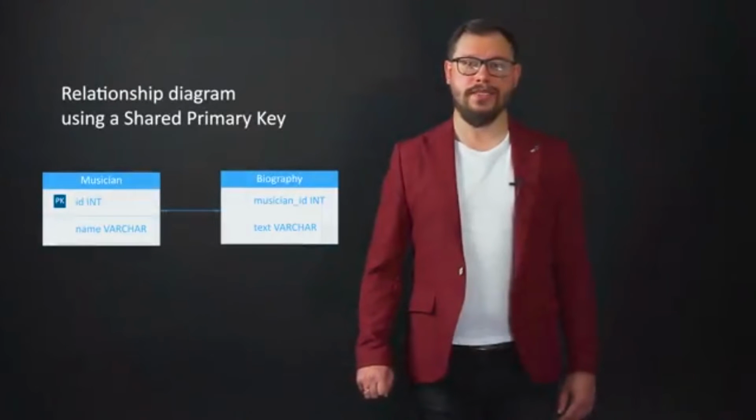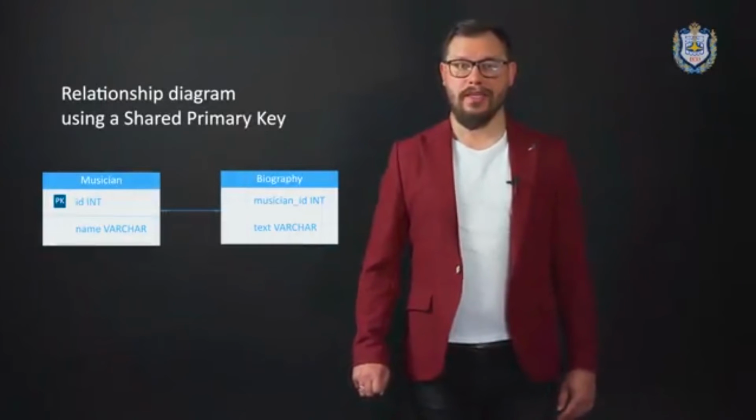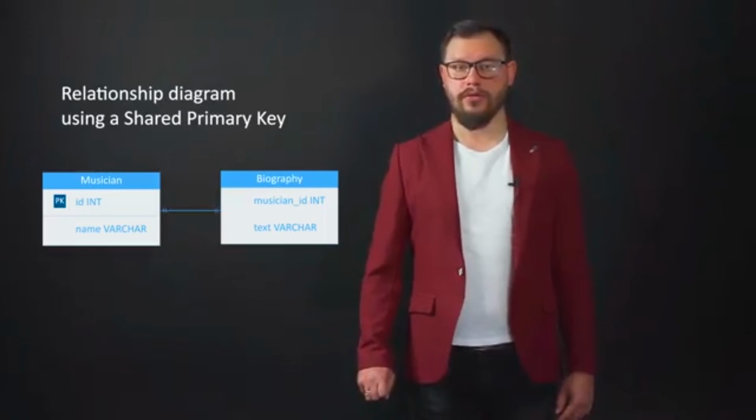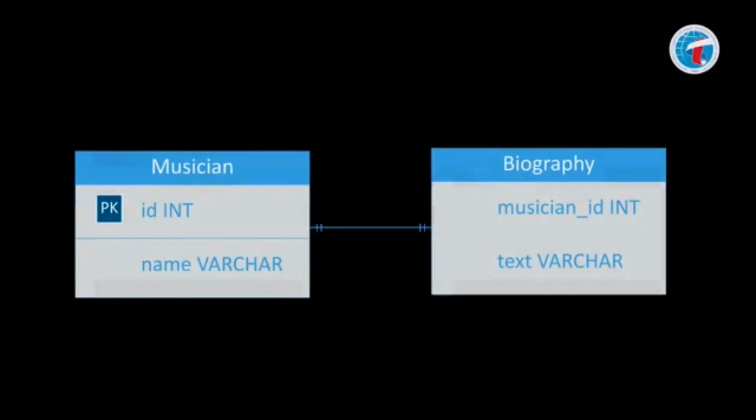Another way to create a one-to-one relationship is to share the primary key. In this strategy, instead of creating a new column biography ID, we'll mark the primary key column musician ID of the biography table as a foreign key to the musician table. We've optimized the storage space by utilizing the fact that these entities have a one-to-one relationship between them.